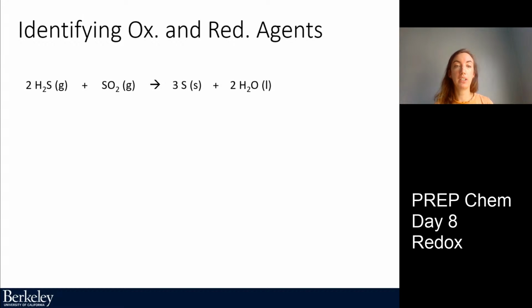So if I want to figure out what's being oxidized and what's being reduced, what's the oxidizing agent, what's the reducing agent, I first need to assign oxidation numbers to each atom in these molecules. It is kind of counterintuitive, but I'm hoping that this example will make it make sense.